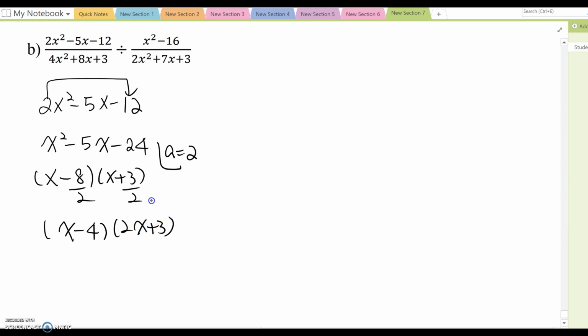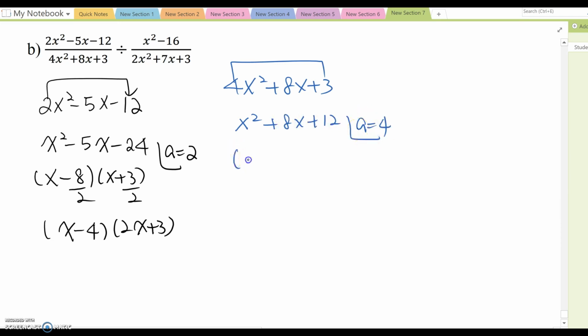Okay, so the first denominator, 4x squared plus 8x plus 3. Actually, I'm writing in different colors so you can see a little better. You multiply them, and they become x squared plus 8x plus 12. So a equals 4. Then this becomes (x plus 6) and (x plus 2). And don't forget, divide by 4 on both sides. Then you can actually simplify. This becomes 3 and 2, and then 1 and 2 here. So (2x plus 3) and (2x plus 1).